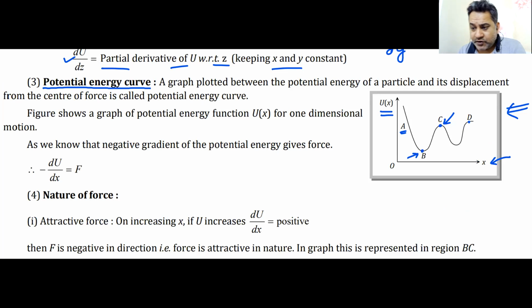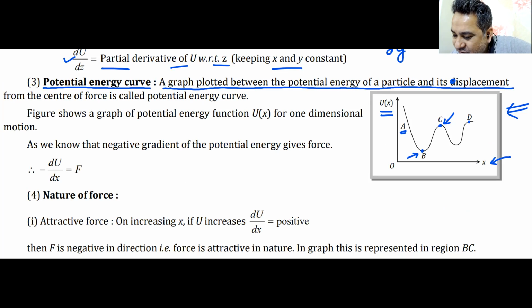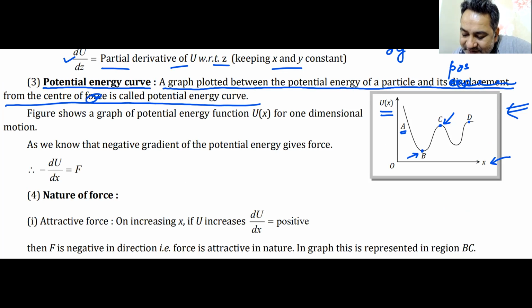I hope you are drawing the graph. The graph is still there, you can still draw it. Just try to explain what is given here. It is a graph plotted between the potential energy of a particle and its position. It should not be displacement, so I'll just write it as position, the position from the center of the force. You can just neglect this. It's called the potential energy curve.